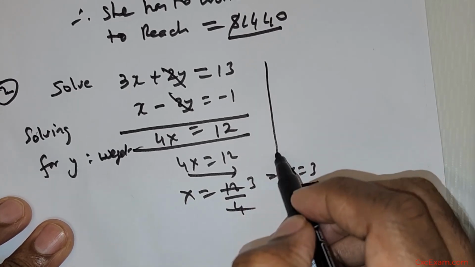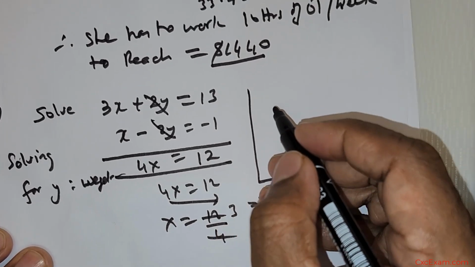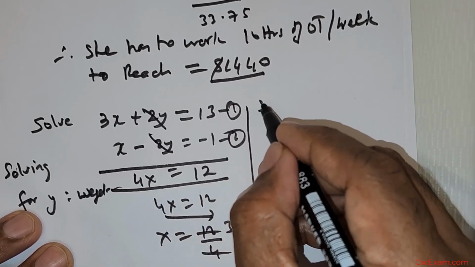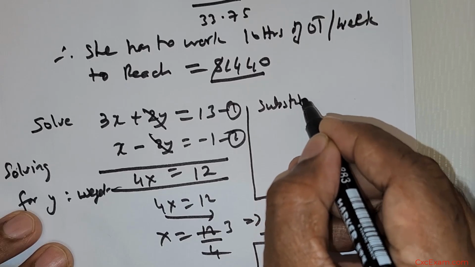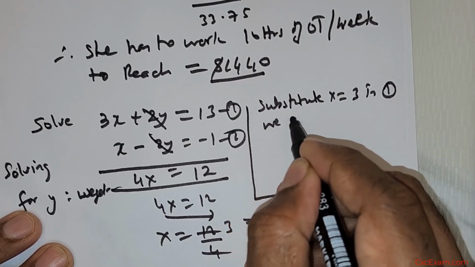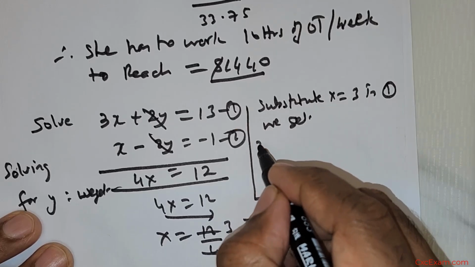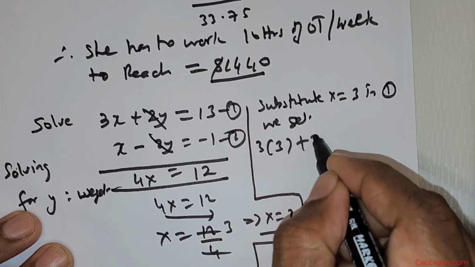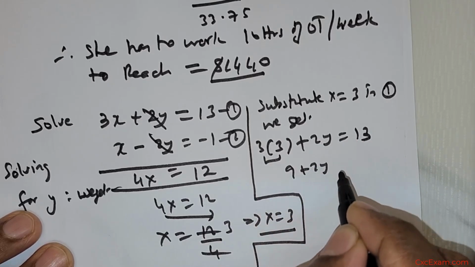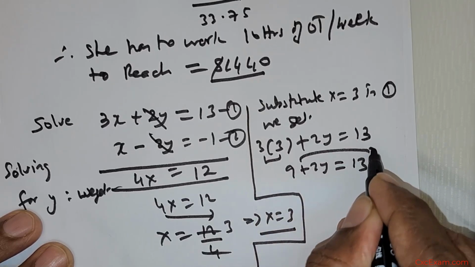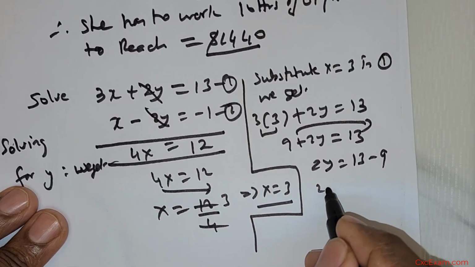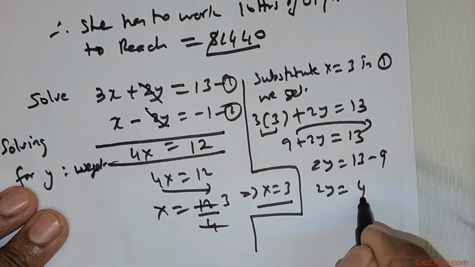Now what you do here is you go up over here and you can take this as 1 and 2, so that you can state here, substitute x = 3 in 1. We get, so what do you get? 3 times 3 plus 2 times y is equal to 13. 3 into 3 is 9. So 9 added with 2y is equal to 13. Push this 9 to the other side. You get 13 minus 9. From 13 you take away 9, you get 4.